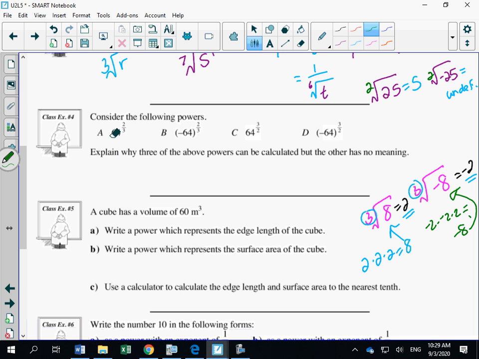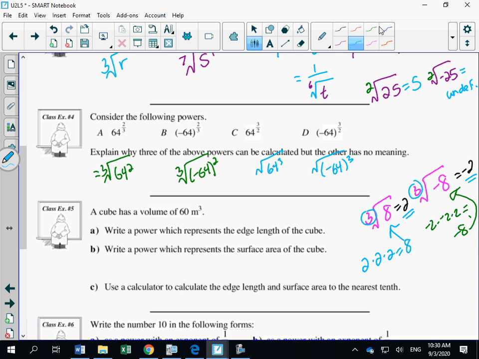So that being said, let's write all of these in radical form. Rewrite each of these in radical form, okay? So this one would be the third root of 64 squared. For B, it would be the third root of negative 64 squared. For C, it would be the square root of 64 cubed. And D would be the square root of negative 64 cubed.